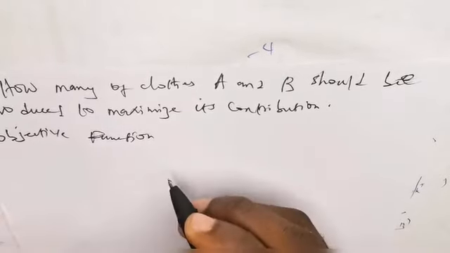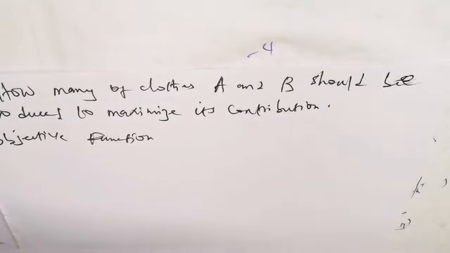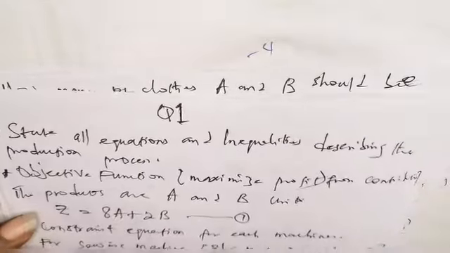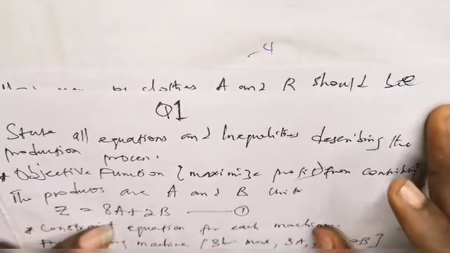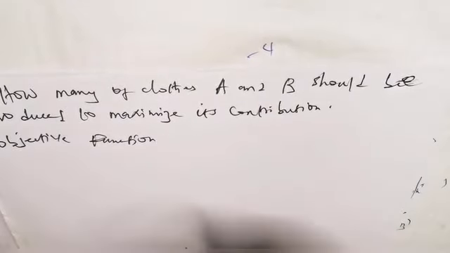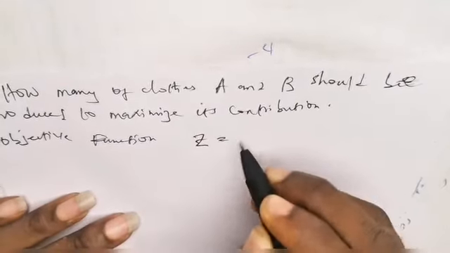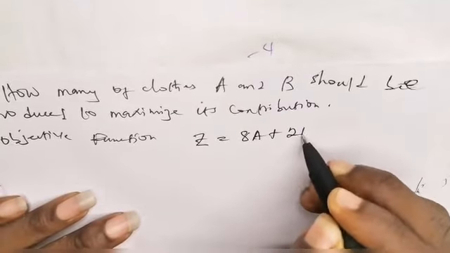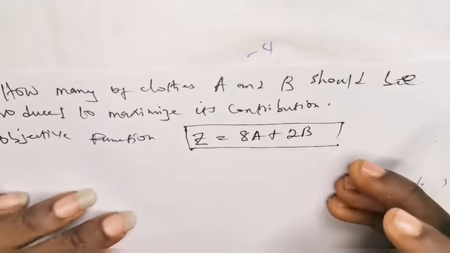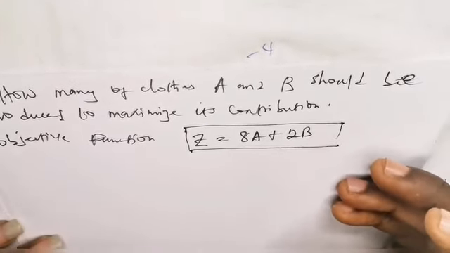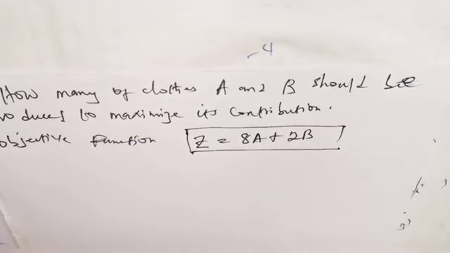All right, and the objective function, remember, let me take us back to where we had it. That was the very first equation which we got, where we said z equals 8a plus 2b. This is the total contribution and we want to maximize this contribution. So the objective function is z equals 8a plus 2b. We're going to keep this equation aside because we're going to need it for the analysis we're about to do.